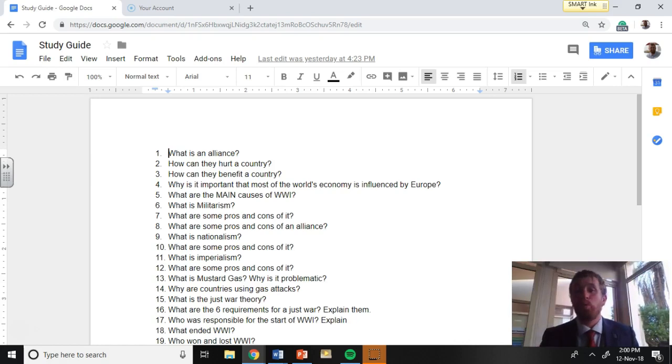Alliances, be able to explain what an alliance is. Okay, so it's this partnership between different countries. Explain to me what that is. Explain to me also why this is beneficial, what can be some good things with an alliance, and what can be some bad things associated with an alliance. Same with militarism. Okay, what are some good things associated with militarism, and what are some bad things associated with that? You need to know what imperialism is, so tell me what is imperialism, why is it good, and why is it bad? So what are some possible benefits of imperialism, and what are some possible consequences associated with imperialism?